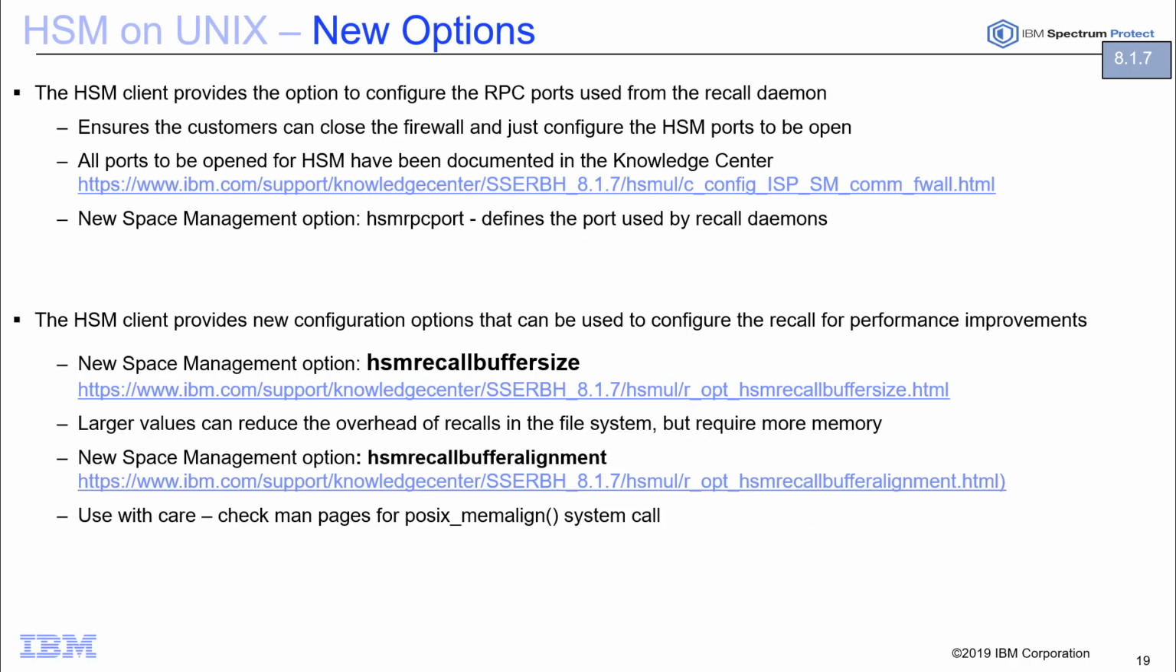Okay, HSM on Unix. Some of the new options here: the HSM client is providing the option to configure the RPC port that's used for the recall daemon. This allows the customer to ensure that only those specific ports are being opened, and it can close the firewall around any other ports. Check out the Knowledge Center for information on that.